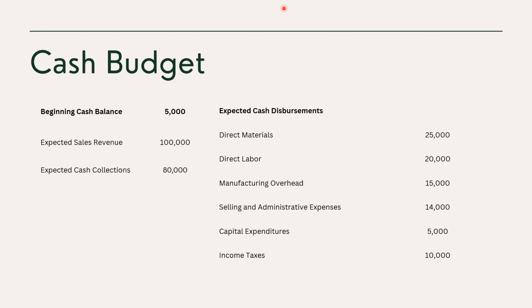So using this information here, we have a beginning cash balance of 5,000 pesos, expected sales revenue of 100,000 pesos. Everything here is in peso ha. Expected cash collections of 80,000. And then we have here expected cash disbursements for direct materials of 25,000, direct labor of 20,000, manufacturing overhead of 15,000, selling and administrative expenses of 14,000, identified capital expenditures of 5,000, and income taxes of 10,000.